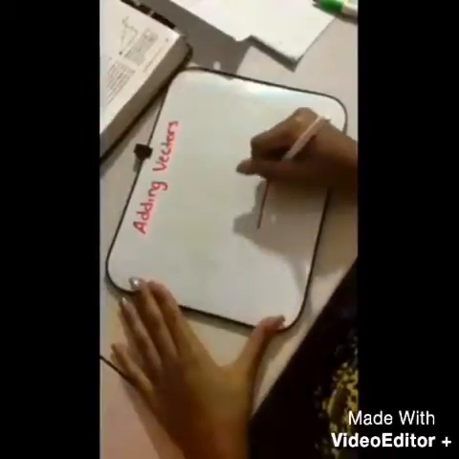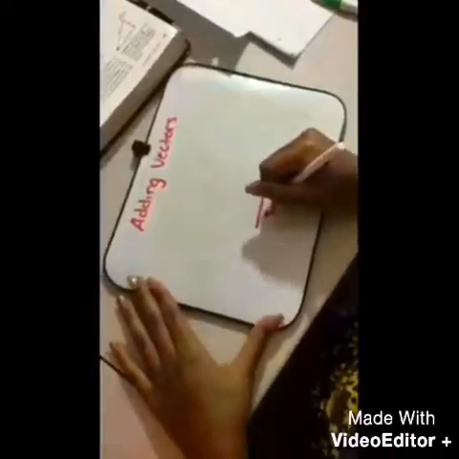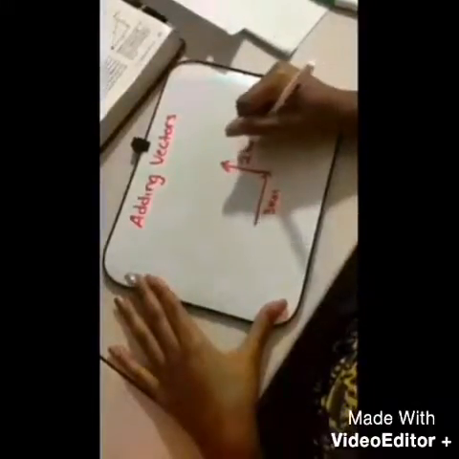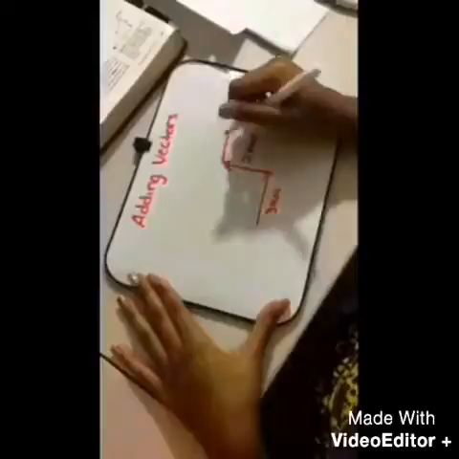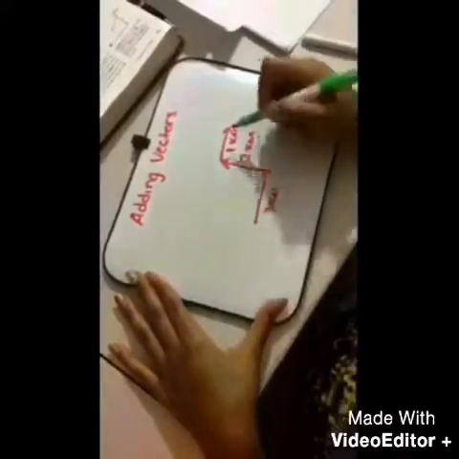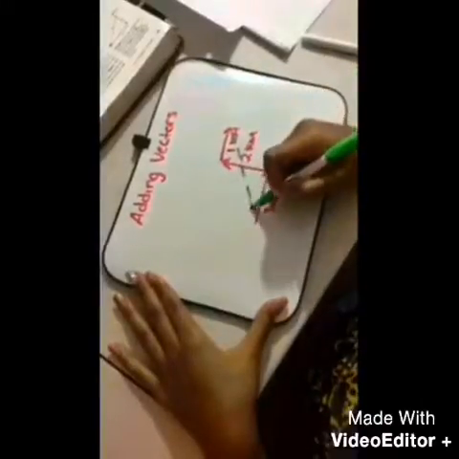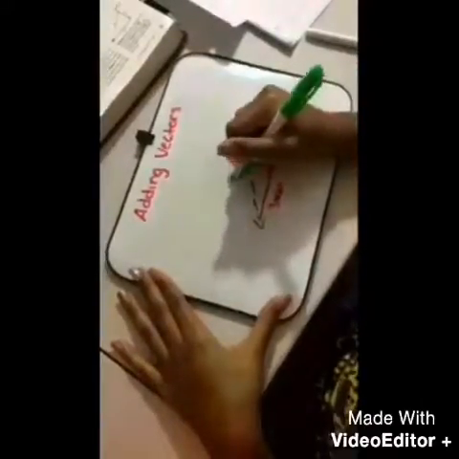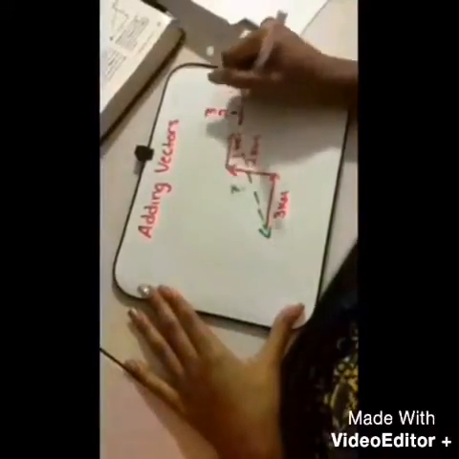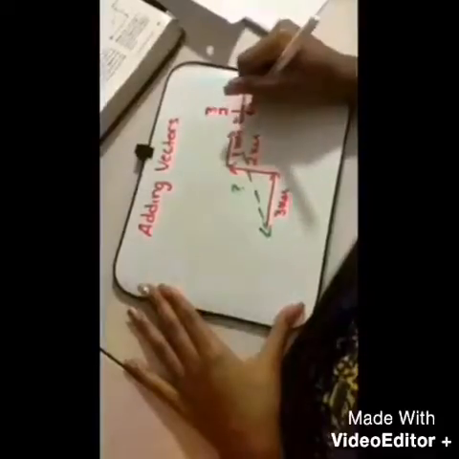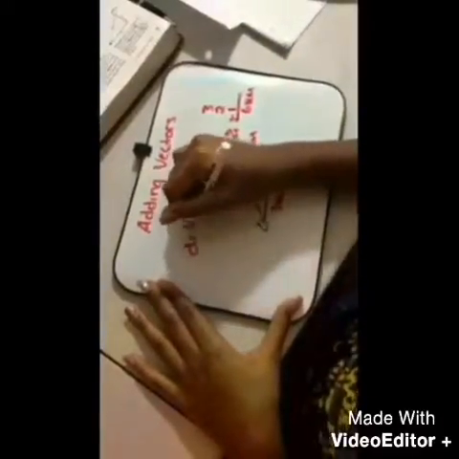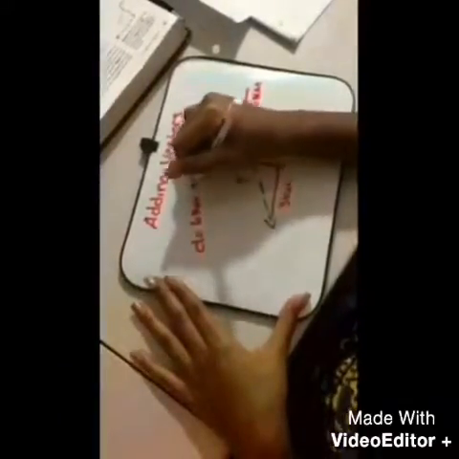Chris walks 3 kilometers east. He then walks 2 kilometers north. He then goes 1 kilometer east. What is his displacement? Well, 3 plus 2 plus 1 is equal to 6 kilometers southwest. His displacement is 6 kilometers southwest.